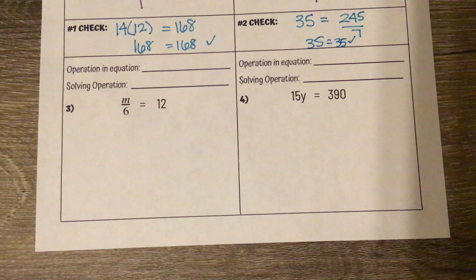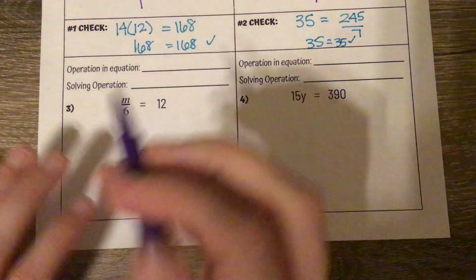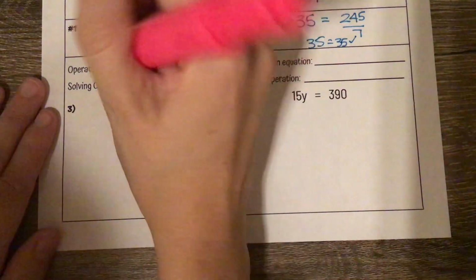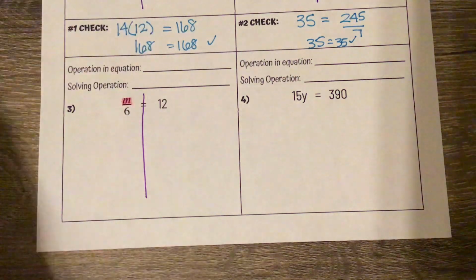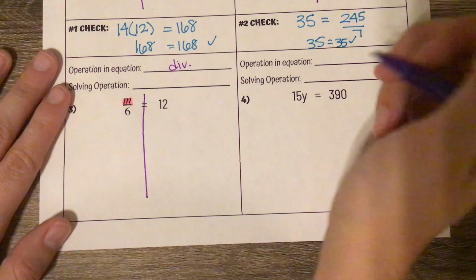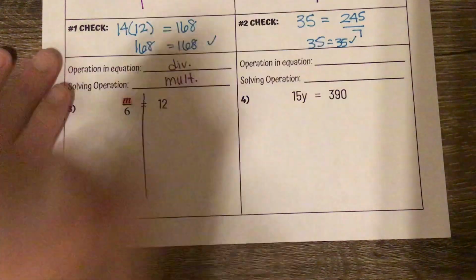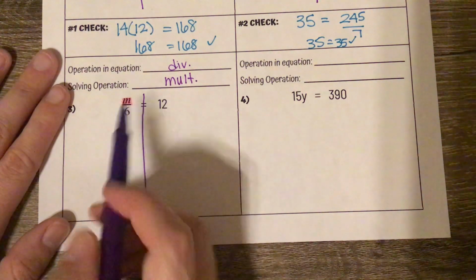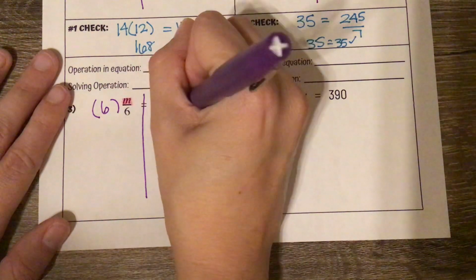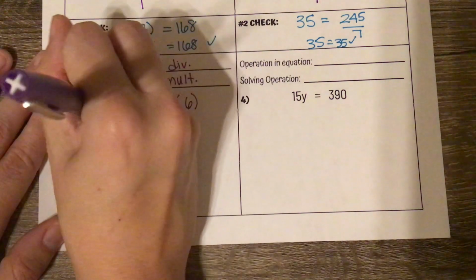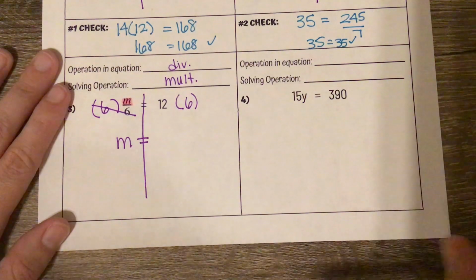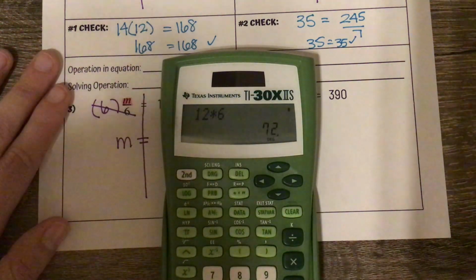All right, number 3. Step 1, we're drawing our line down the equal sign, highlighting our variable. We see the fraction bar, which means division is the operation in our equation. So the opposite, the inverse to solve, is multiplication. We're dividing by 6, so when we multiply, we're going to multiply by 6. If I do it to the left, I have to do it to the right. It should cancel out on the side with the variable, and we should be left with the variable alone. M equals 12 times 6, which is 72.